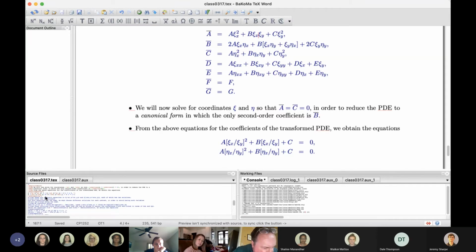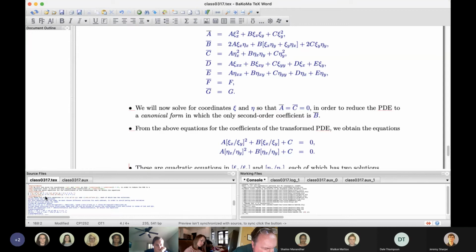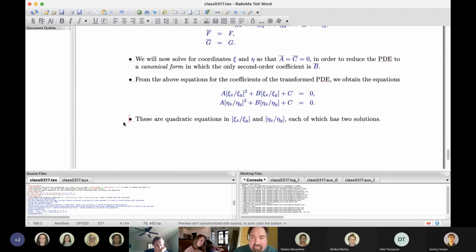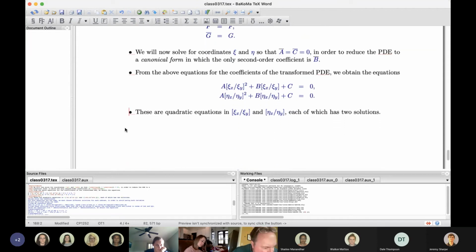In terms of the original coefficients A, B, and C. And what's important here is, since the coefficients of a quadratic are A, B, and C, and the PDE is assumed to be hyperbolic, I know that b squared minus 4ac is strictly positive. That means I will have two distinct solutions. That's very important.